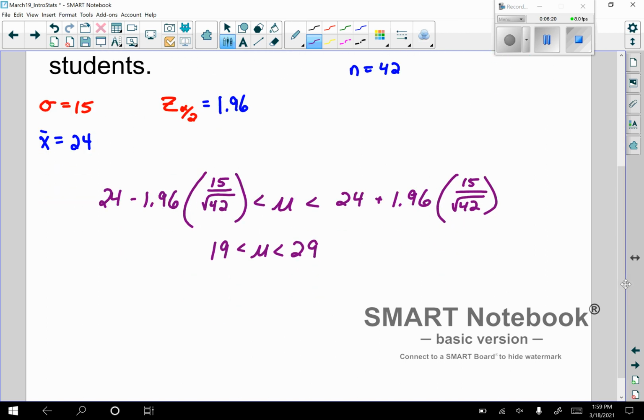So again, on the quiz, you'll be expected to write this statement. So we would say one can be 95% confident, and there's a couple ways to phrase this, that the population mean is between 19 and 29 games. That's probably the easiest way to write this. Or you could say that the mean number of video games played is between 19 and 29.